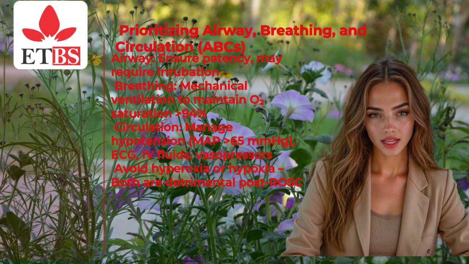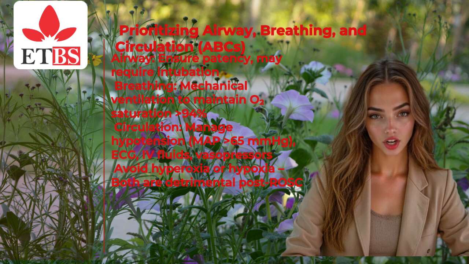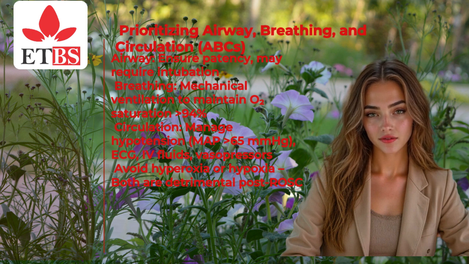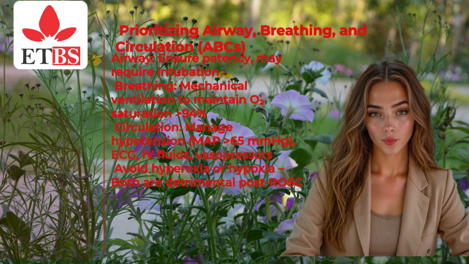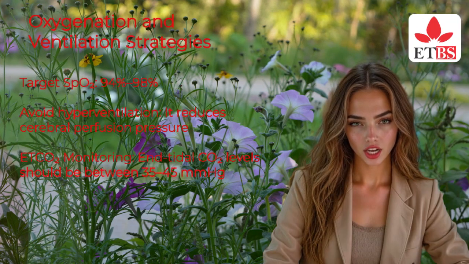Prioritizing airway, breathing, and circulation. ABCs. Airway: ensure patency, may require intubation. Breathing: mechanical ventilation to maintain O2 saturation greater than 94%. Circulation: manage hypotension, MAP greater than 65 millimeters of mercury, ECG, IV fluids, vasopressors. Avoid hyperoxia or hypoxia. Both are detrimental post-ROSC.